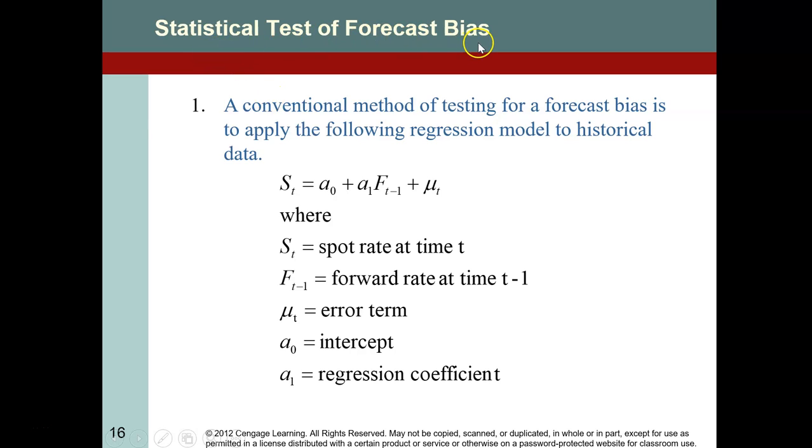Statistical test of forecast bias. A conventional method of testing for forecast bias is to apply the following regression model to historical data, where S_t is the spot rate at time t, F_t-1 is the forward rate at time t minus 1, mu_t is the error term, alpha 0 is the intercept, alpha 1 is the regression coefficient.